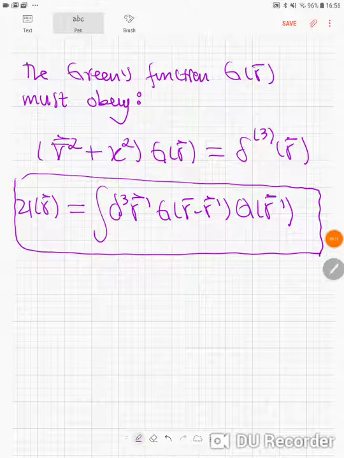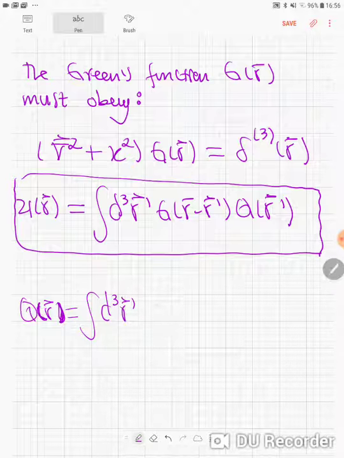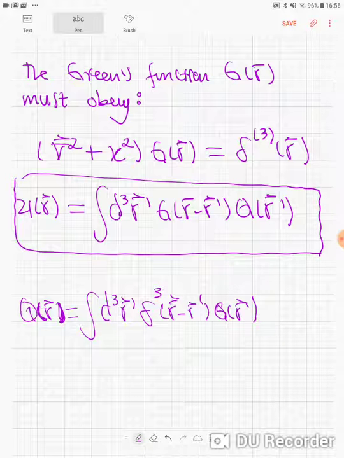So by expressing q of r, we express q of r as the integral over d3r prime, delta 3 of r minus r prime, of q of r prime. Okay, so then in q of r prime it comes out to be the following.